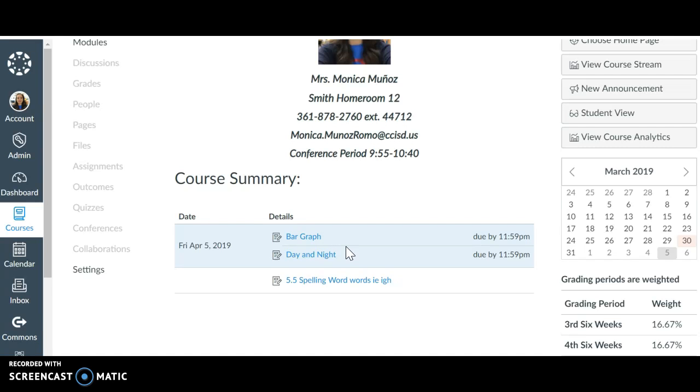Last week they were reading a passage using Google Docs. So they were using the highlighting tool in order for them to highlight some words that they were learning for their spelling words, and then they were typing those words in a graph. For this week, this is what I have.